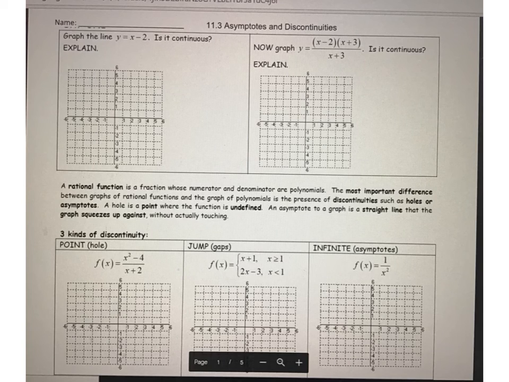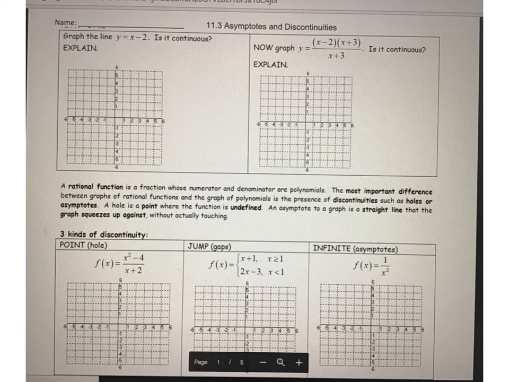Hello, today we're going to talk about 11.3 asymptotes and discontinuities. Okay, so in regards to rational expressions, because a rational number means it can be written as a fraction, we have a denominator, and denominators can never ever equal 0. So because of that, we end up with asymptotes. So today we're going to talk about when we have vertical asymptotes and when we have horizontal.